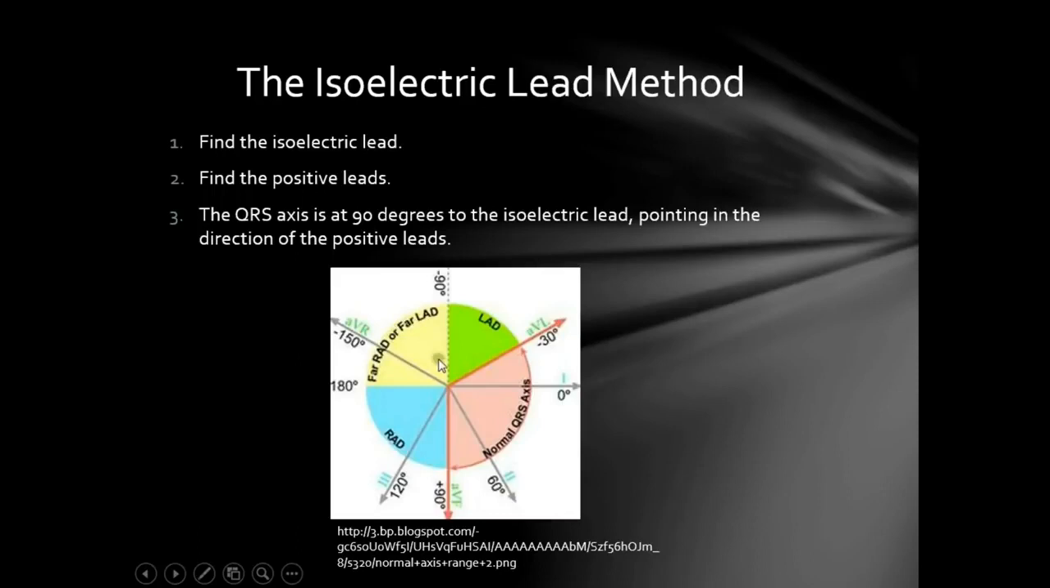And you can determine which side is the correct one by looking at the other leads. So, for example, if leads 1 to AVF were positive, and AVL is isoelectric, of course, then your cardiac axis must be pointing to the positive 60 degrees and not to the minus 120 degrees. Whereas if AVL was the isoelectric lead, leads 1 to AVF were negative, and the lead AVR was the positive one, then your cardiac axis must be pointing at exactly minus 120 degrees in this direction.